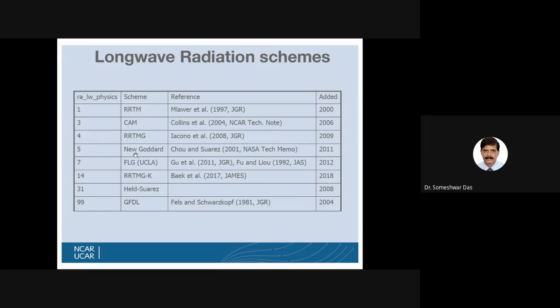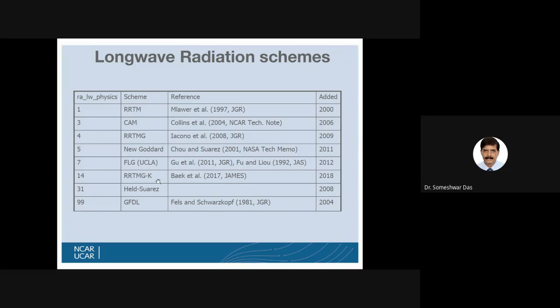This is the new Goddard scheme. Goddard is the Goddard Space Flight Center of NASA. So this is a NASA scheme of radiation parameterization of longwave. By choosing option 5, that means you are choosing NASA's Goddard scheme, and this was developed by Chou and Suarez. It is discussed in this NASA technical report, implemented in the WRF model in 2011.